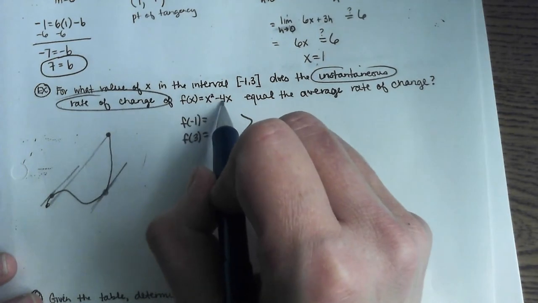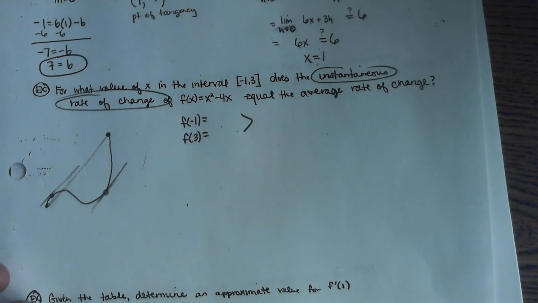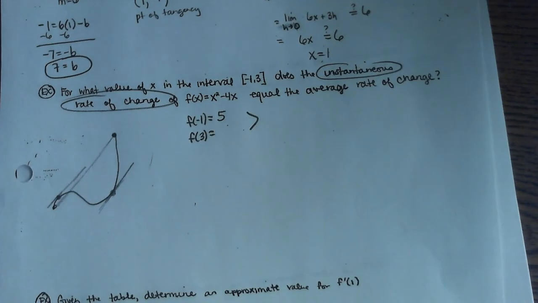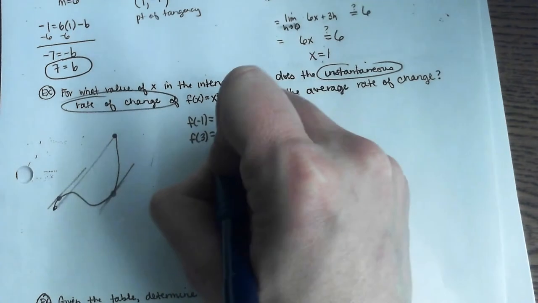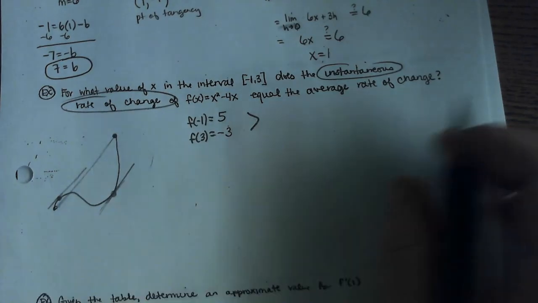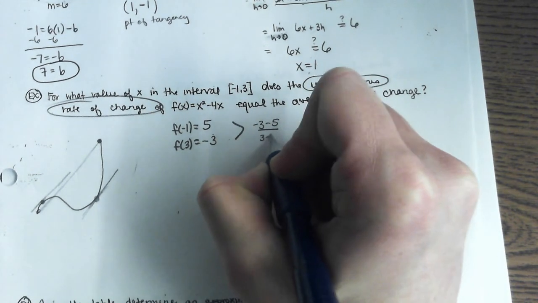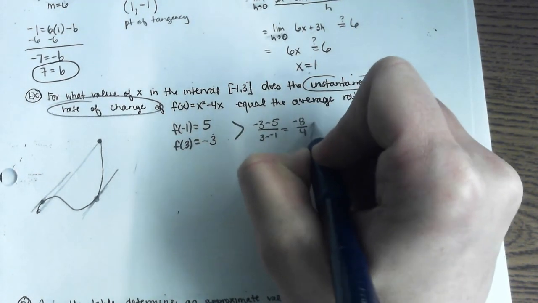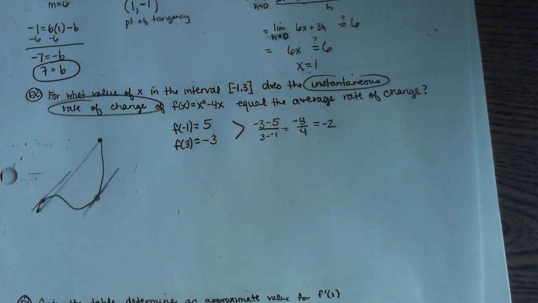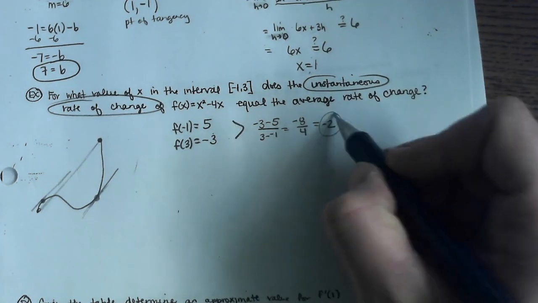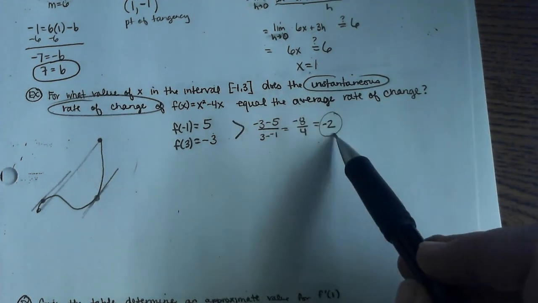Negative 1 squared minus 4 times negative 1, 5. Good. If you plug in 3, you're going to get 3 squared is 9, 9 minus 12 is negative 3. So my average rate of change on this interval is y2 minus y1 over x2 minus x1, negative 8 over 4, negative 2. So clearly my picture is no good because my average rate of change is positive. Your average rate of change is negative 2.